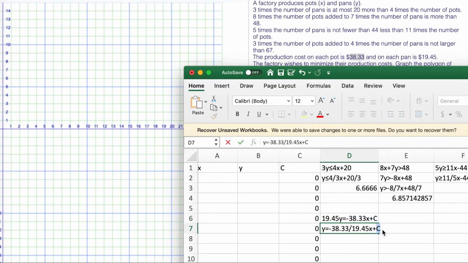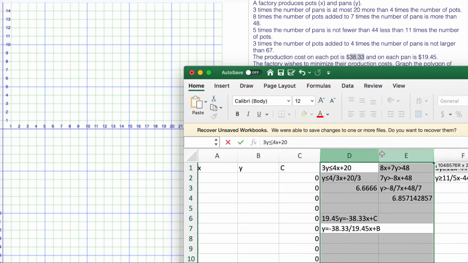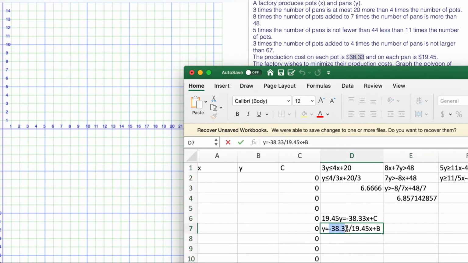And the c divided by the 19.45, we're just going to call that our new b value because we're going to be scanning that up and down, so we're going to be changing the b value as we go, so we don't really care what the b value is. Let's figure out what the 38.33 over 19.45 is. Negative 1.97. So I think we can think of that as negative 19.7 divided by 10. Think of that as our slope.